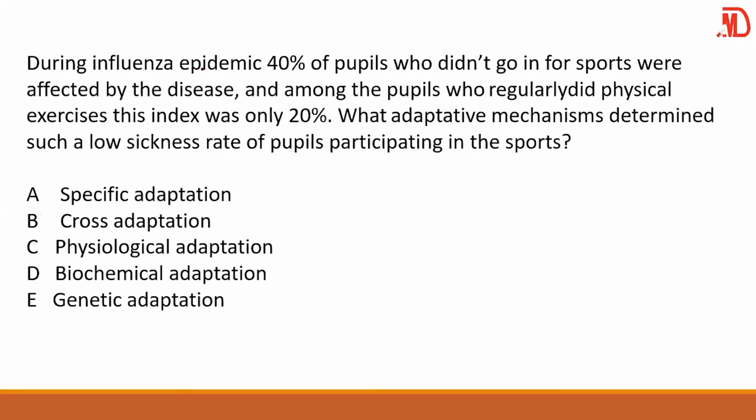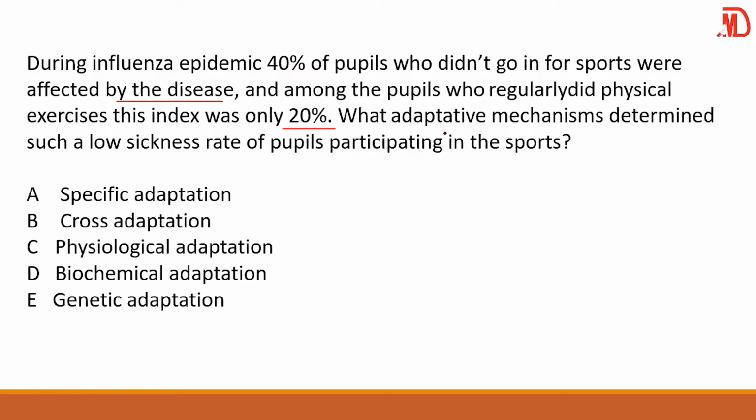During an influenza epidemic, 40% of the people who didn't go in for sports were affected by the disease. So those of you who don't like going for sports, 40 people were affected by the epidemic disease. Among the people who regularly did physical exercises, this index was 20%. If you like doing exercise, the incidence rate is low. But for those who don't do exercise, the incidence rate was high.